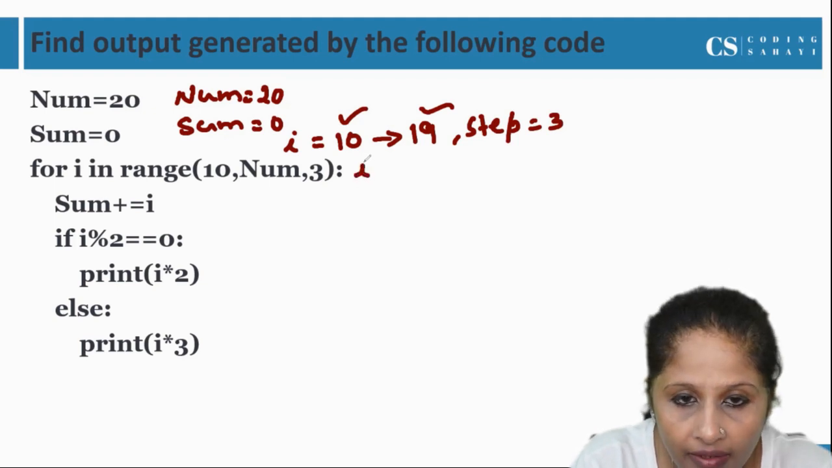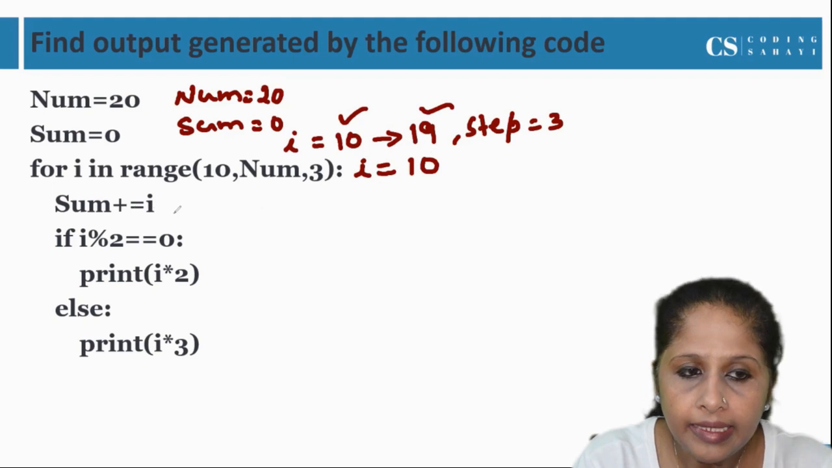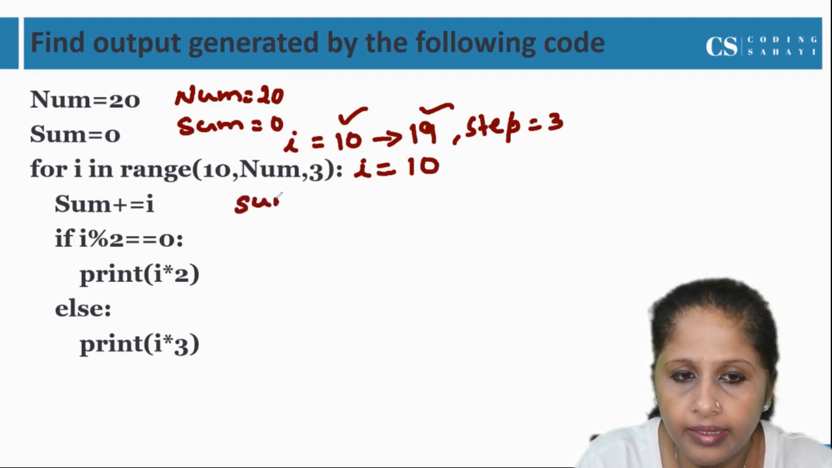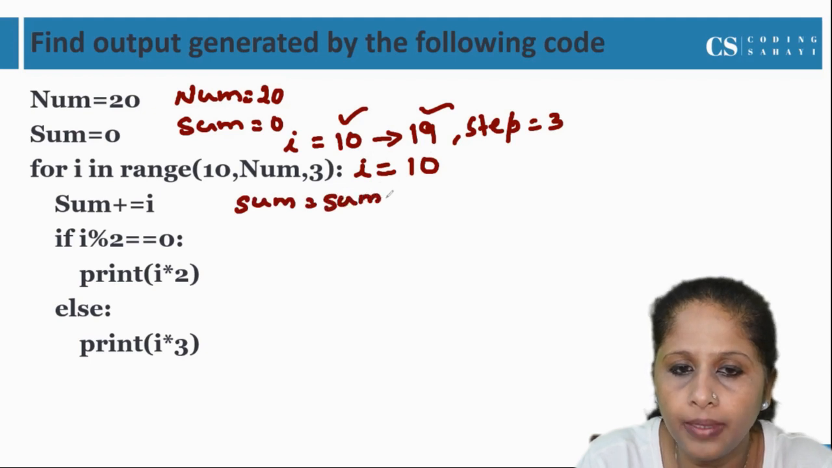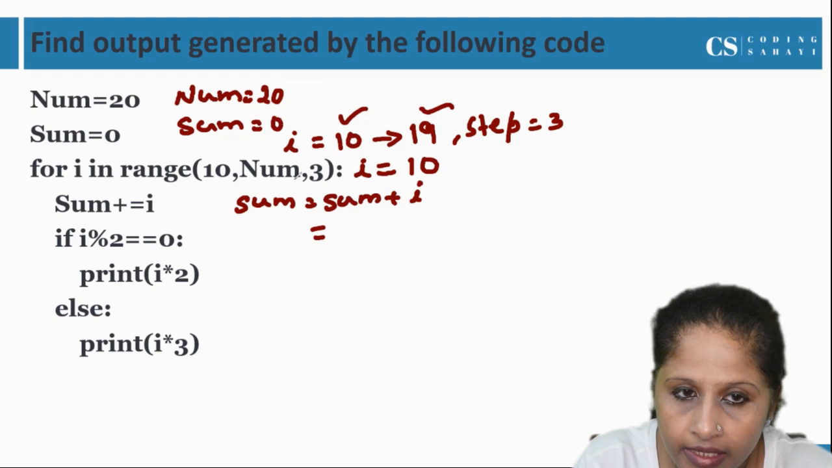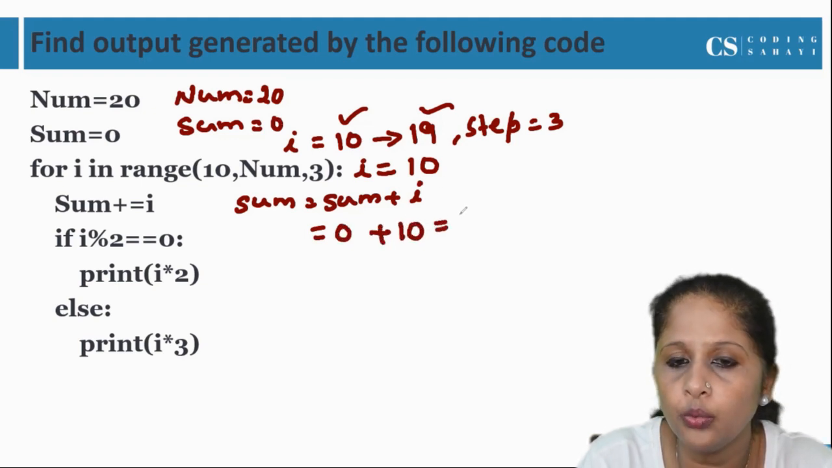So what is the initial value of i? Here the initial value of i is 10. Then in the next line, sum += i. What does it mean? Here it is sum = sum + i. So what is the initial value of sum? It is 0. So 0 plus i is 10, so you will get 10.